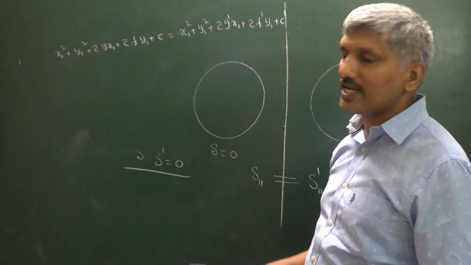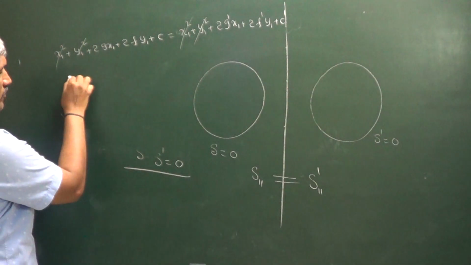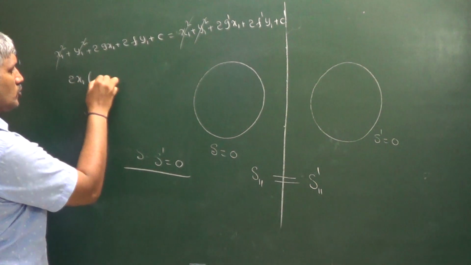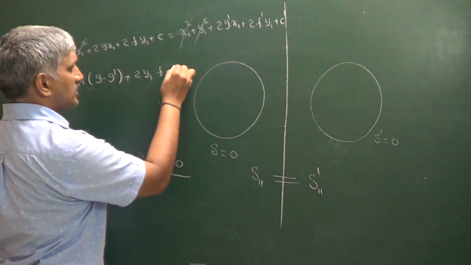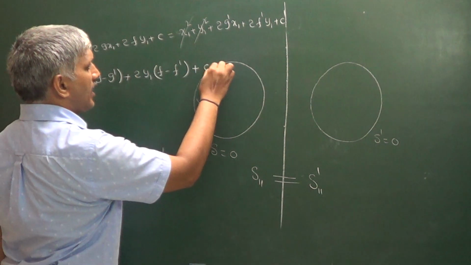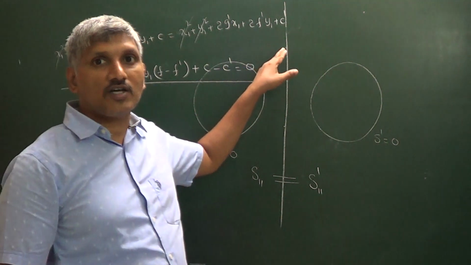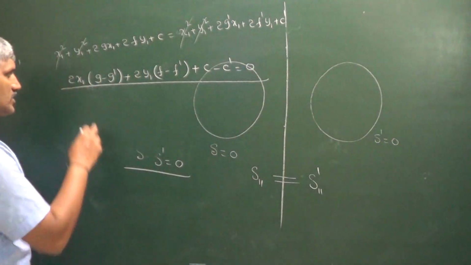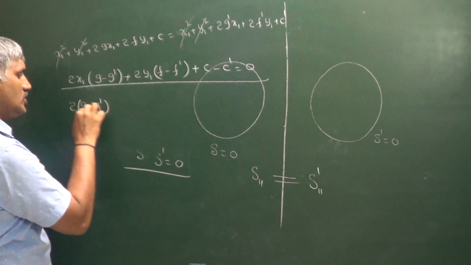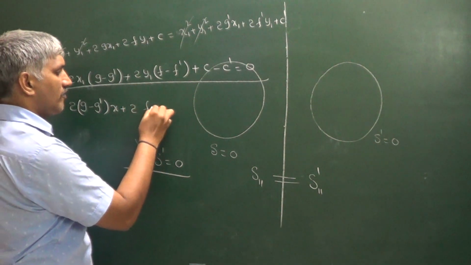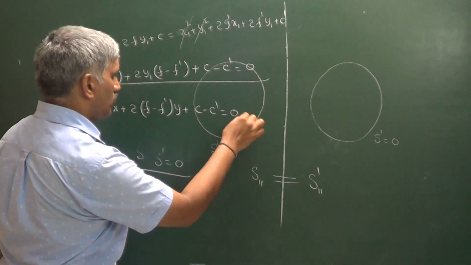S11 is equal to S dash 11. Now x1 square plus y1 square, x1 square plus y1 square cancel. If you shift to this side, then you will get 2x1 into (g minus g dash) plus 2y1 into (f minus f dash) plus c minus c dash is equal to 0. Now we want to find out the locus of a point P(x1, y1). That means in place of x1, y1 we have to write x comma y. Therefore 2 into (g minus g dash) into x plus 2 into (f minus f dash) into y plus c minus c dash is equal to 0.